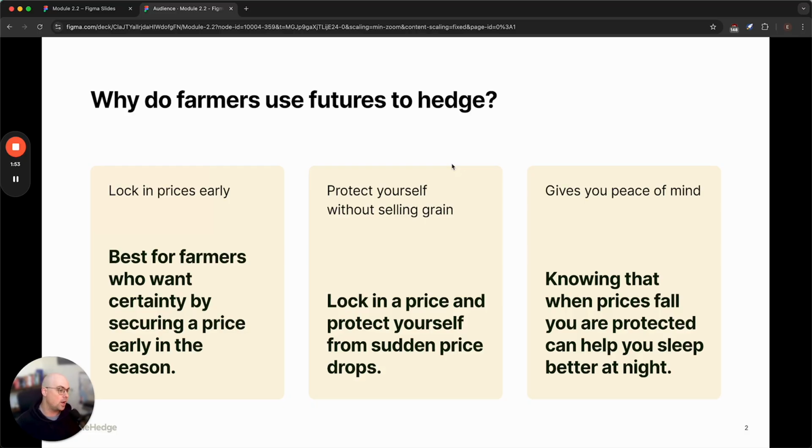You can also protect yourself without selling your physical grain. So using futures, you can protect your price. If it's above your cost of production, you can lock in a price and protect yourself from these sudden price drops. It also gives you peace of mind, knowing that when prices fall, you're protected. It can help you sleep better at night and just relax a bit, knowing that you've locked in some profit already.